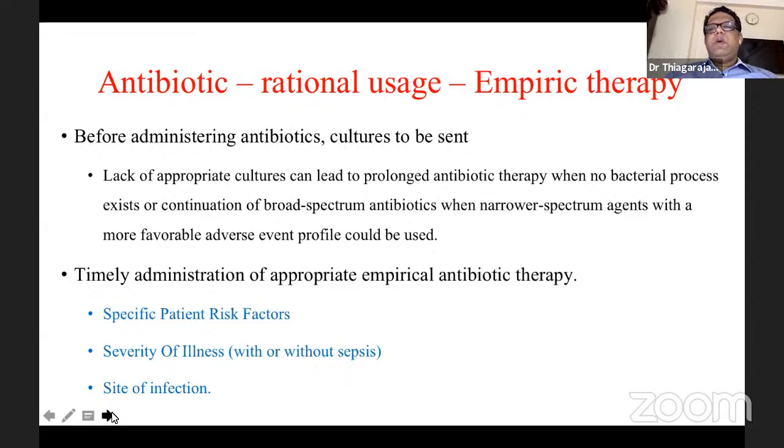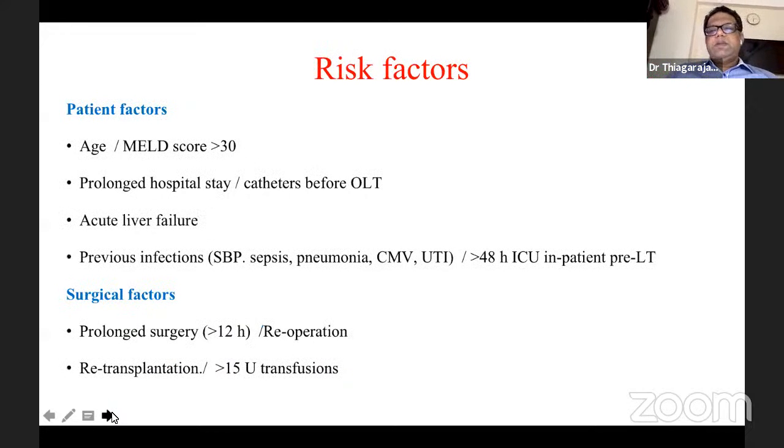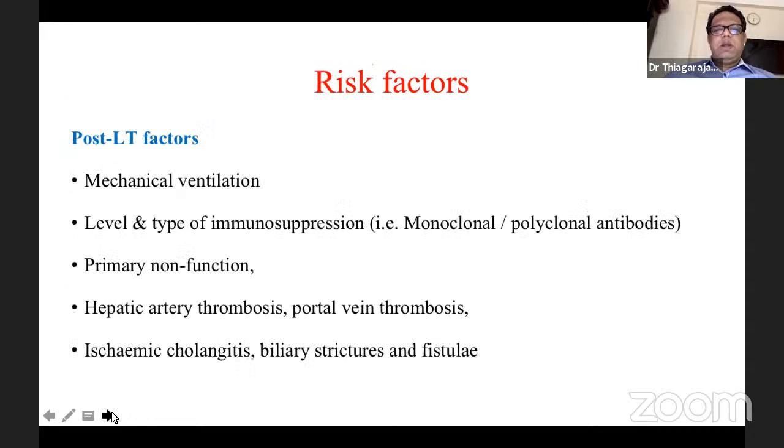The administration of empirical antibiotic therapy primarily depends on three things: patient risk factors, the severity of the illness, whether it is without sepsis or with sepsis, and the site of infection. The risk factors for patients include old age, higher MELD score, catheterizations, prolonged hospital stay, acute liver failure, any previous infection or prolonged ICU stay. The surgical factors often include long surgery, huge blood loss, massive transfusions, retransplantation, and re-explorations.